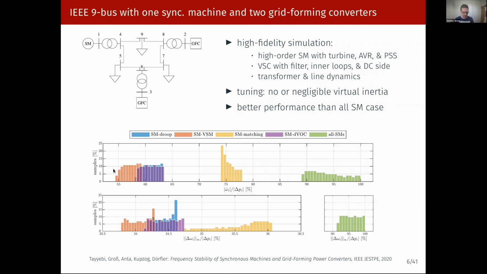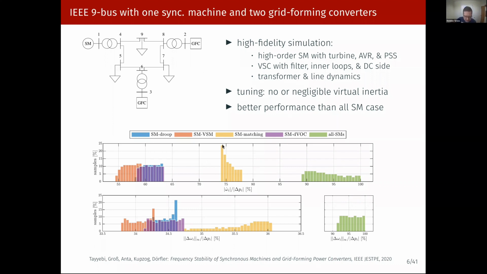And then you see we basically randomized different load steps and things in the system and compared this for different controls on these converters here. I will get into what these different controls are in a moment. That's not too important right now. But the key message is that this is normalized so that basically 100% here means the all synchronous machine case.